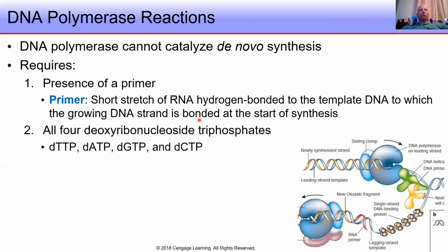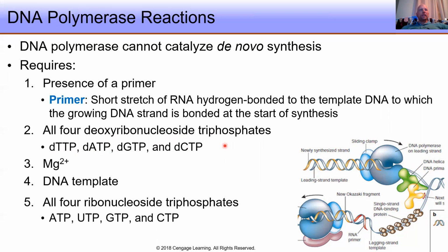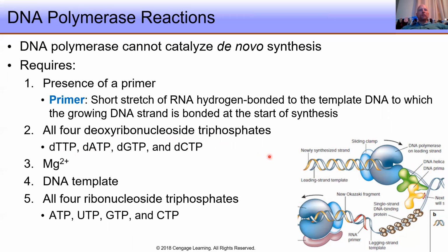You need the building blocks of the new DNA that you're going to make in the form of deoxyribonucleoside triphosphates, dTTP, dATP, dGTP, and dCTP. You need the cofactor magnesium. Obviously, you need the DNA template that the polymerase is going to read. And also you need the components of the RNA primer in the form of ribonucleoside triphosphates.